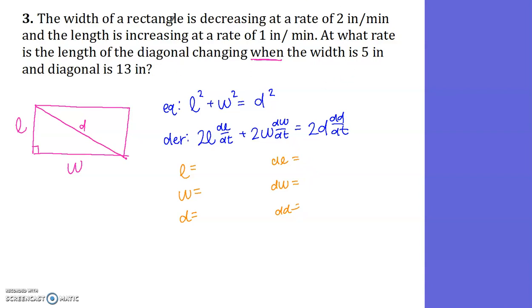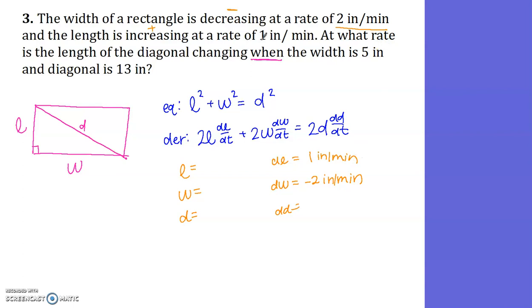So I'm going to go back to the problem. It says the width of the rectangle is decreasing at a rate of 2 inches per minute. So the fact that it's decreasing tells me it's negative, and it's the rate for the width. So that would be my dW/dt, negative 2 inches per minute. The length is increasing, so that means it's positive, at a rate of 1 inch per minute. So that's the rate for the length.